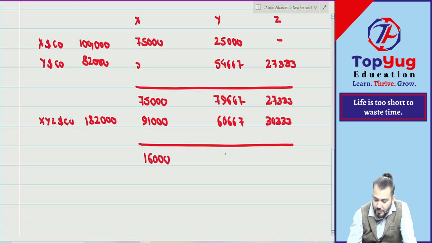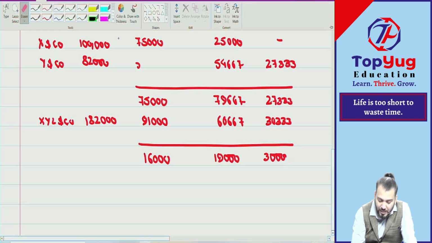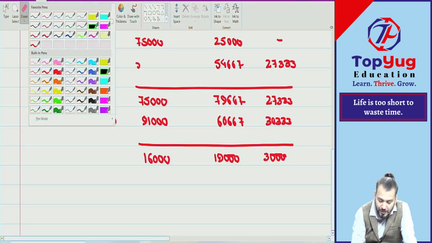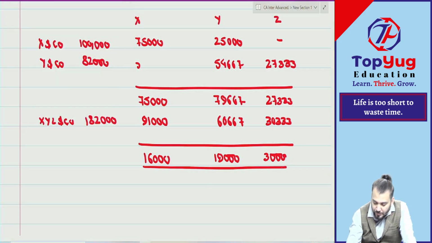16,000 gain. Then how much sacrifice? 19,000 sacrifice. And how much gain? 3,000 gain. The gaining partner will be debited, the sacrificing partner will be credited. The rule is very simple: debit, credit and debit. Understood?